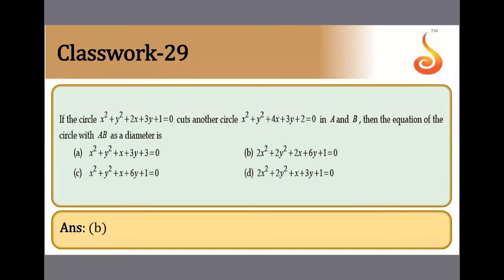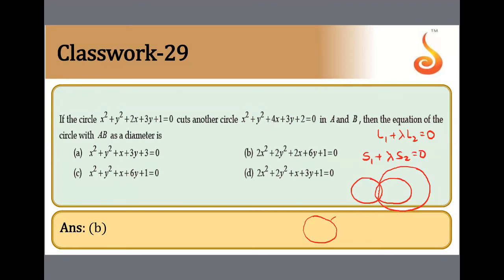A circle cuts another circle at A and B, then the equation of the circle with AB as a diameter. As we did in straight lines, if you remember, L1 plus lambda times L2 is equal to 0. Same concept here: S1 plus lambda times S2 is equal to 0. This is one circle, this is another circle. So this is a circle passing through the intersection of these two circles. Clear or not? Whenever we subtract two circles, we get a common chord. Please remember this. When you subtract two circles, you always get a common chord. This is called the common chord.